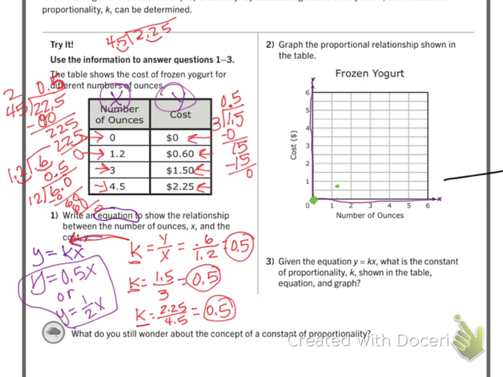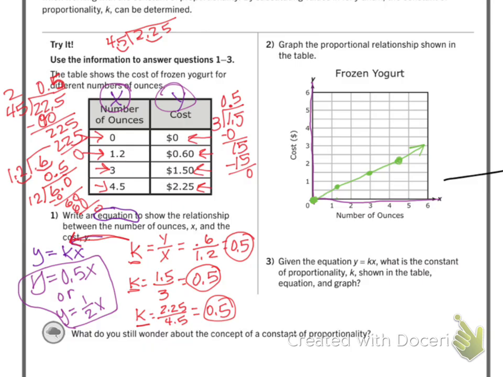Then my next point is 3 ounces, and it goes up to $1.50, which is halfway between 1 and 2, right there. And my last point is 4.5, which is halfway between 4 and 5. And then I'm going up to 2 25/100, which will be about right here. So now that is my linear relationship with my points here, here, here, and there.